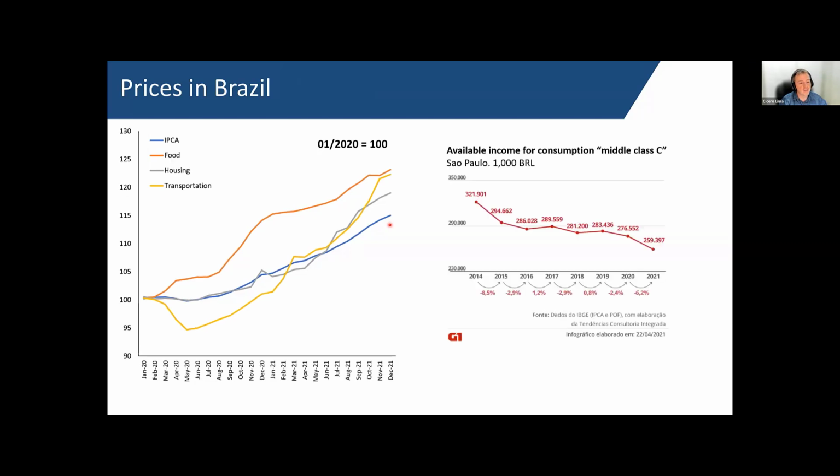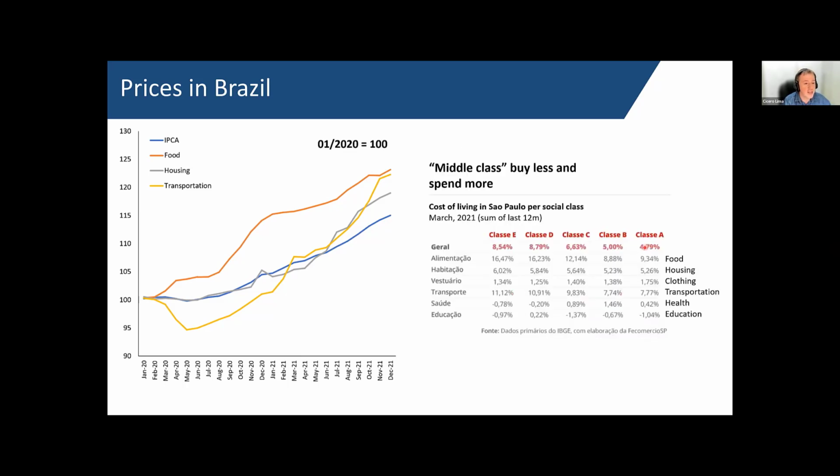And this is reflecting the available income, as we have this huge middle class C in Brazil. That's a huge middle class. And we can see here the available real income is decreasing a lot in the past years. And of course, this middle class is buying less and is spending more money, especially on food. And you can see here the classes E, D, and C, how they are increasing the spend compared to the higher income classes.